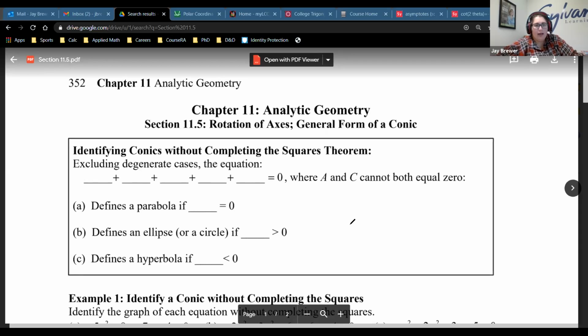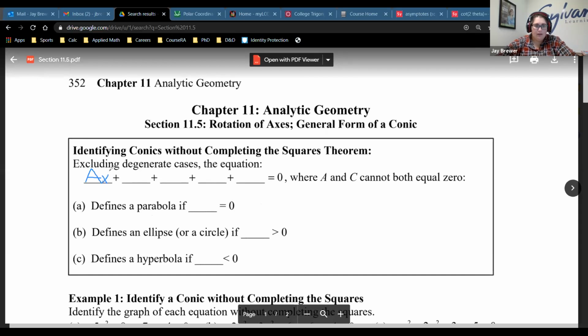All right, so identifying conics, and here's the big thing. It's without completing the square. If you didn't know about this section, in order to figure out what classification these conics would have, you would have to complete the square for both the x's and the y's, and then get it into standard form, and then from there be able to pick whether it's a parabola, ellipse, or a hyperbola. But if we go with these approaches, you're going to find that it's going to be a lot quicker.